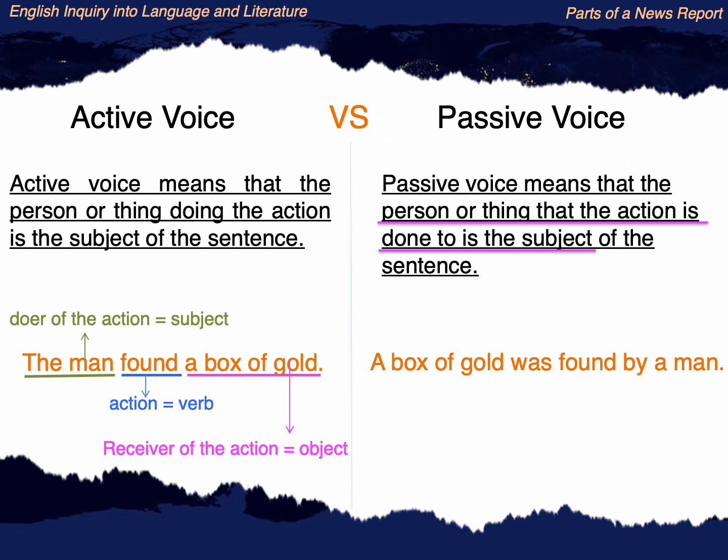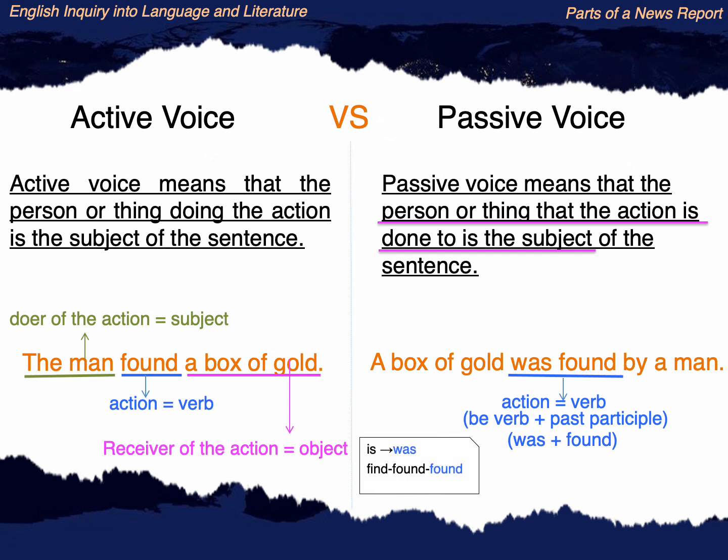A box of gold was found by a man. Okay, what is the action or the verb in the sentence? That's right, was found. There are two action words here, two verbs. First is the be verb, was, and the past participle of the word find, which is found. Was found is the action or the verb here.